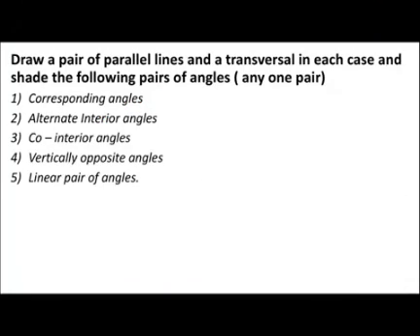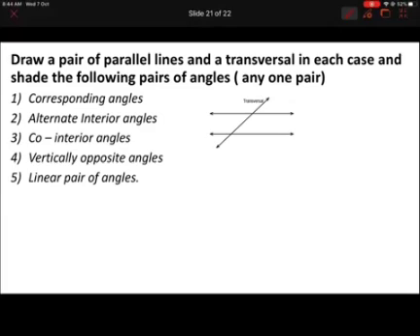Please draw the figures and do it in your homework books. Draw a pair of parallel lines and a transversal in each case and shade the following pairs of angles. So in each case you have to draw parallel lines like this. And you have to shade corresponding angles. Any one pair. Now you know 4 pairs are there corresponding. You can shade any one pair. Let me show you. I am shading this and this. You can shade any one pair.